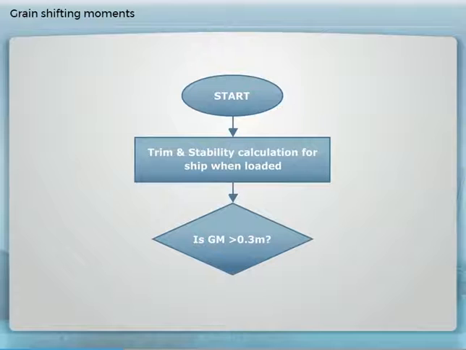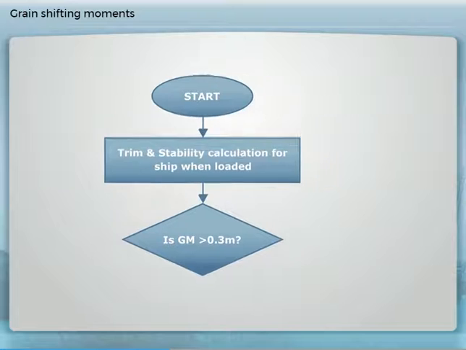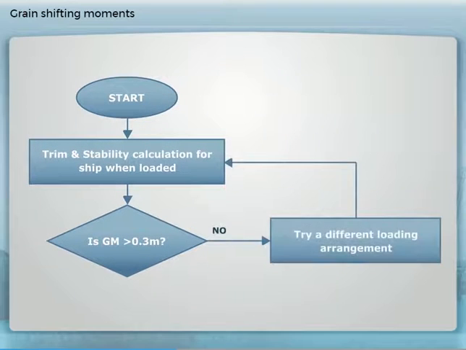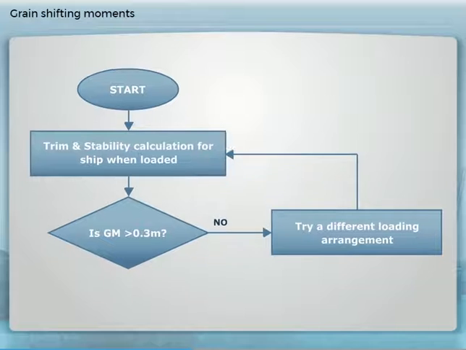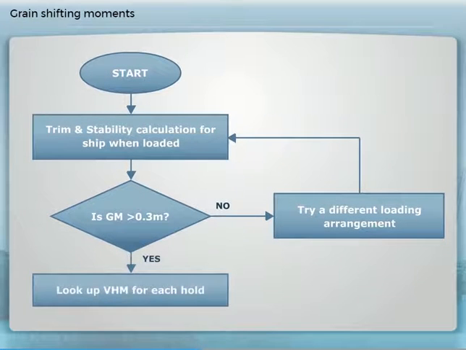The first step, before any grain calculations are done, is to calculate the metacentric height for the loaded ship in the intact condition, ignoring the potential movement of grain. This has to be greater than 0.3 meters. If it is not, then a revised loading arrangement has to be found which does satisfy this criterion. Following that step, the volumetric heeling moments, VHMs, are found for each hold.